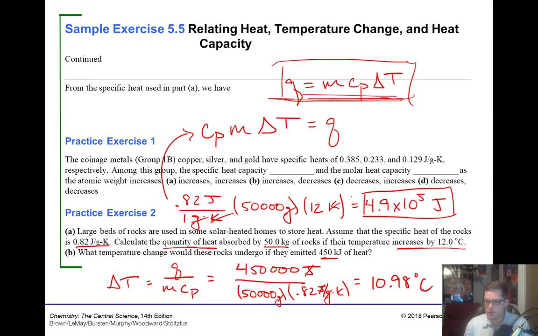But let's think about this for a second, all right? It says that they emit 450 kilojoules of heat. So that means because it's losing that heat, that's going to be a negative sign. So we have a negative 450,000. That's our Q value. So this is going to be a negative. Then we have to think about sig figs here. This guy's got 2 sig figs. So our answer becomes negative 11 degrees Celsius. So if our rock emitted 450,000 joules, the rock's temperature would go down by 11 degrees.